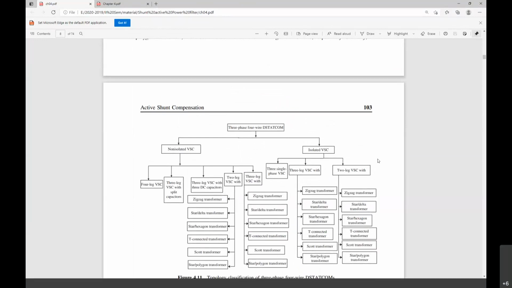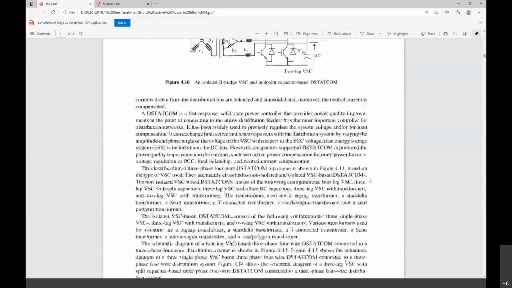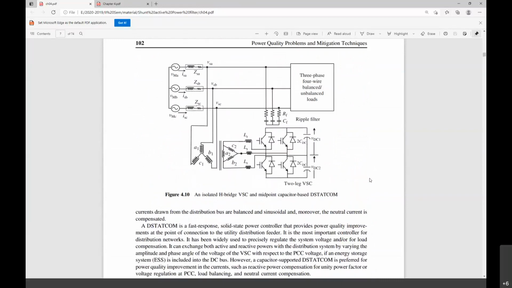In the last class, I discussed the topologies related to the three-phase three-wire system. We have a distribution system. When you look at the distribution system, it is likely to have a single-phase system, a three-phase three-wire system, and a three-phase four-wire system.